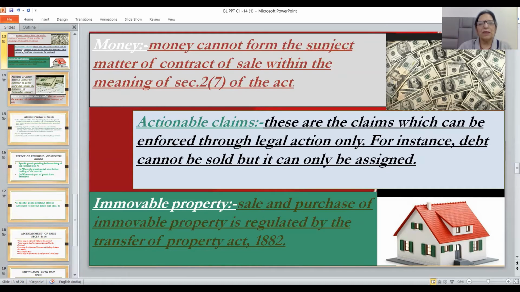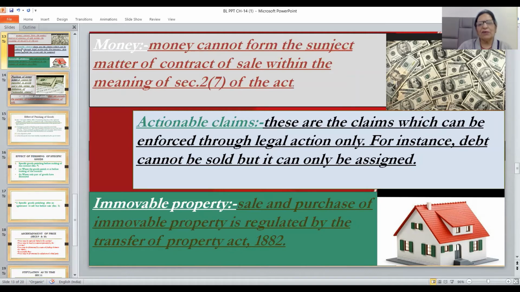Now, there are certain items which are excluded from the definition of goods, from the contract of sale. The subject matter of the contract of sale does not include these. First is money, then actionable claims, then immovable property, services, lottery. So money cannot form the subject matter of contract of sale within the definition of section 2, subsection 7 of the Act.